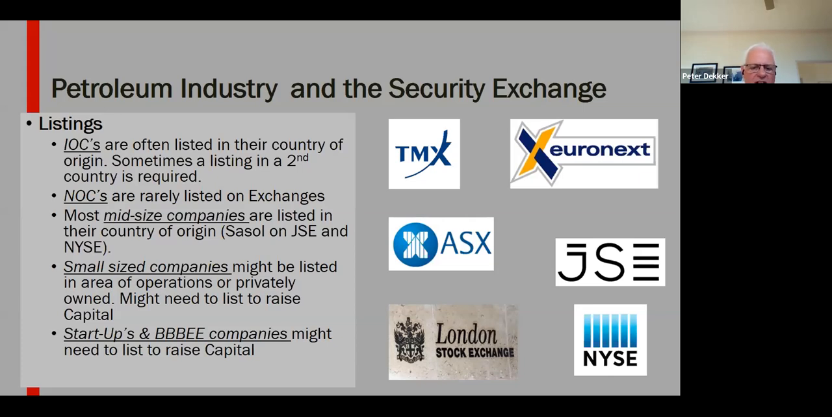Small-sized companies might be listed in an area of operations or privately owned, and might want to list to raise capital, and that's what we look at on the JSE. If more oil and gas is found in South Africa, the small-sized companies would like to raise capital and would list on the JSE. Startups and BEE companies might list to raise some capital. BEEs in South Africa might not list immediately from the beginning because they might want to have their own money first, and it's very hard to get a BEE listed to raise capital, although it might be needed, unless they're carried by the international oil companies. The state will be carried.